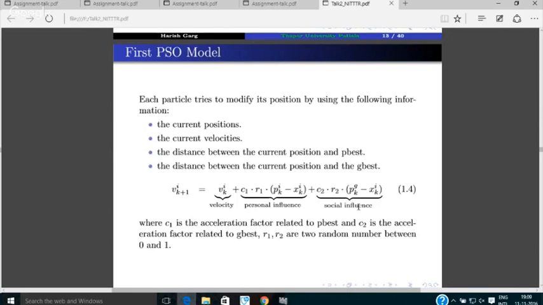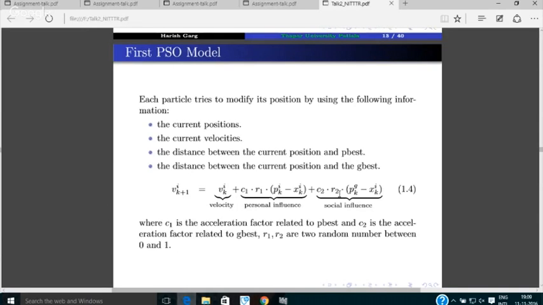Now how do they work? In that case, r1 and r2 are random numbers. A random number lies between 0 and 1. You can take any value, 0.4, 0.5, 0.91, whatever it is.